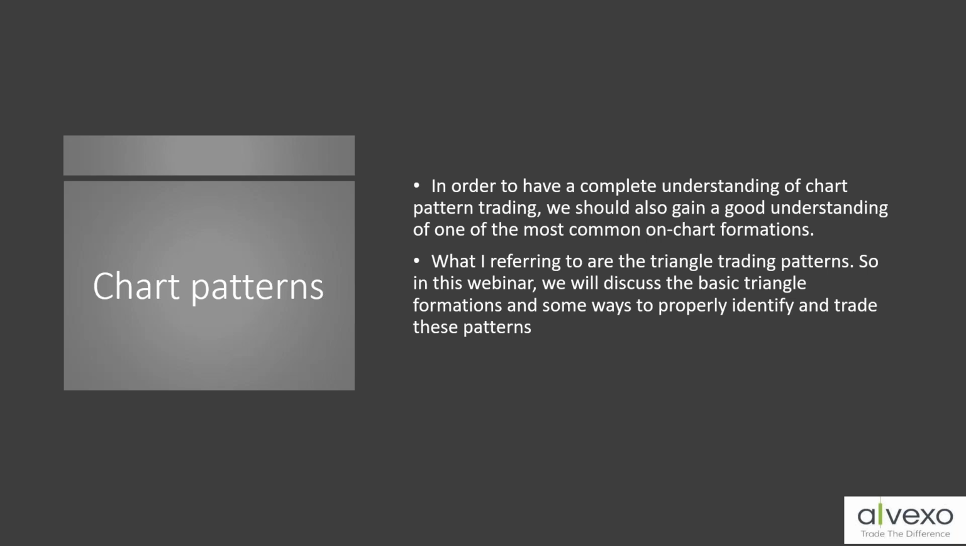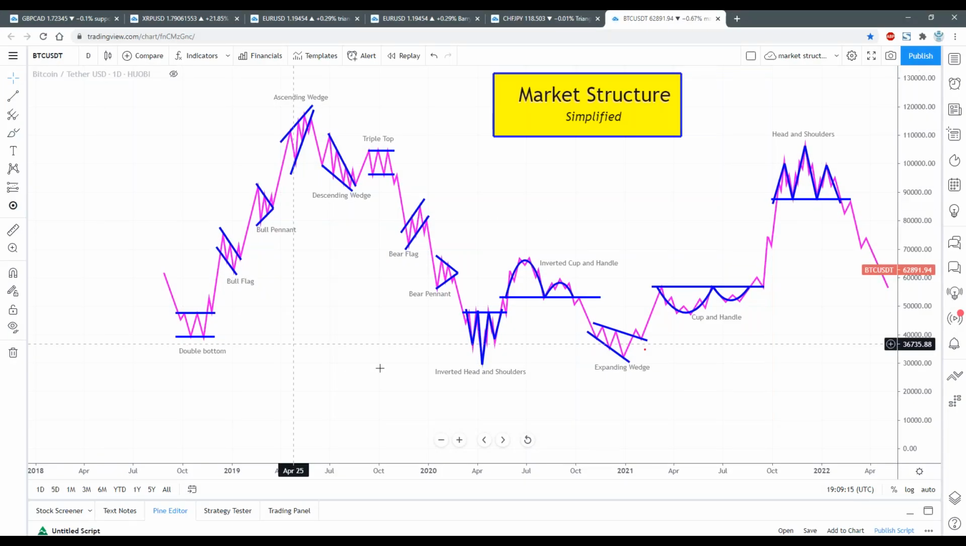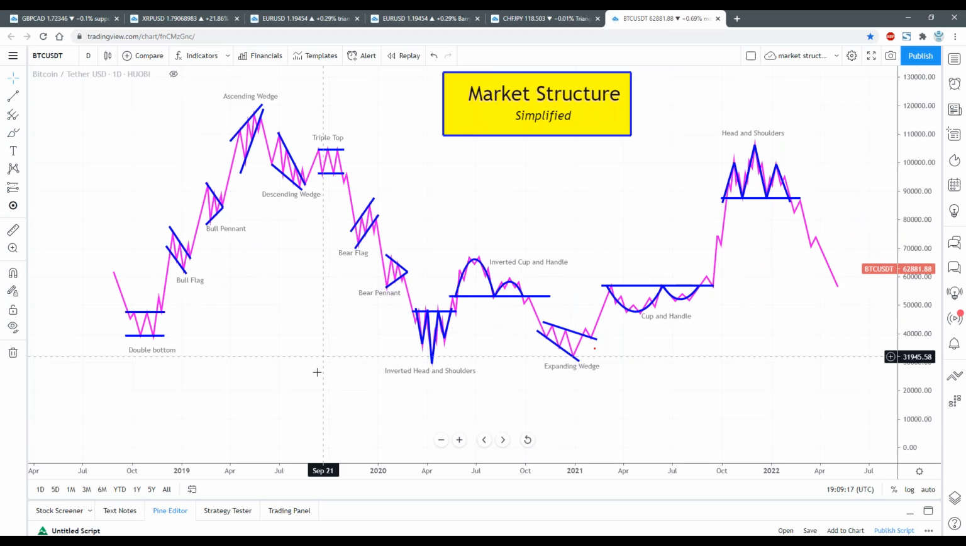So in this webinar, we're going to discuss the basic triangle formation and some ways to properly identify and trade these patterns. So let me pop up a live chart here for you. What you have on your screen is what I call market structure. These are all the different patterns that we see normally during a trading period. I'm going to start at the left.